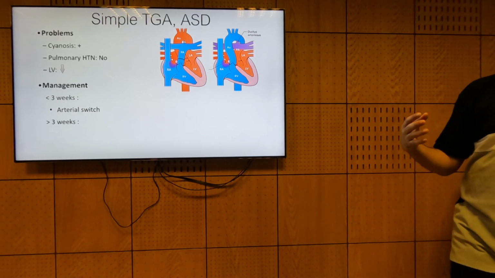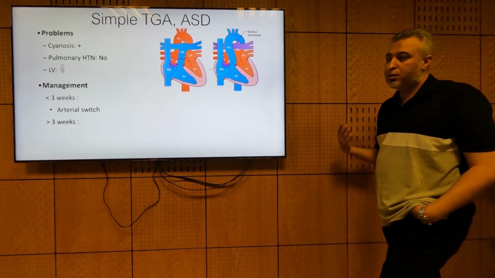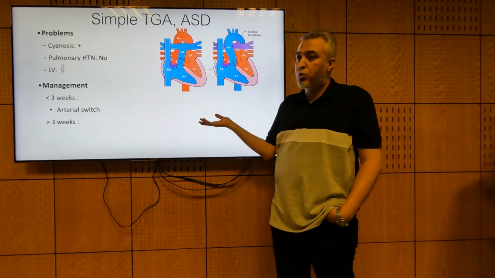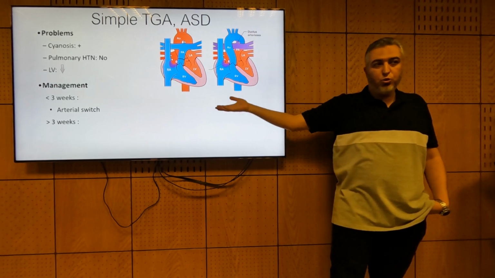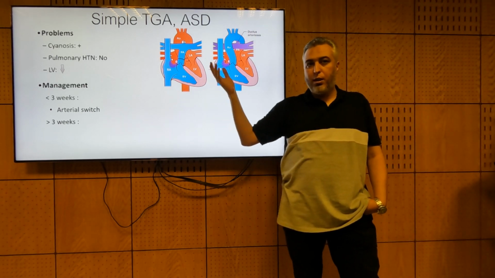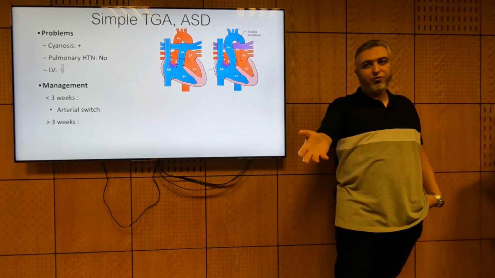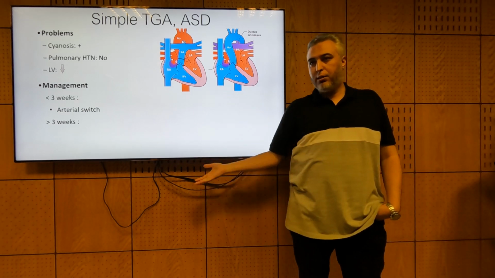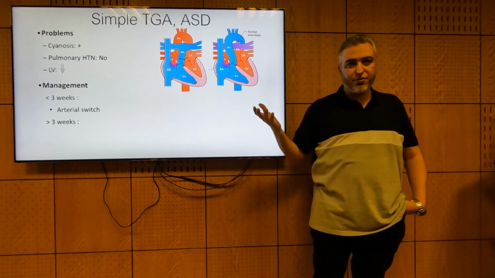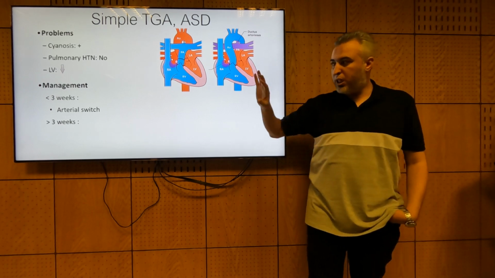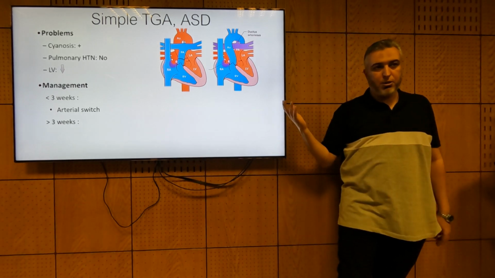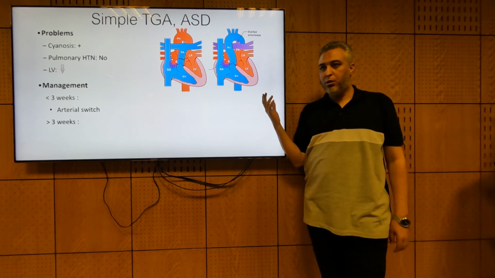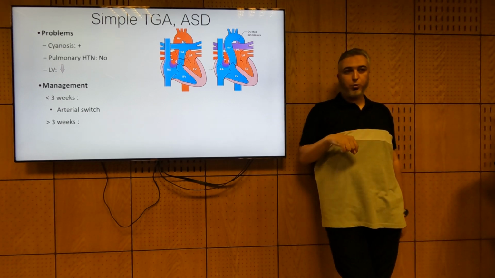So what if the patient presents late? If he was not diagnosed, or was kept stuck in an area where they do not do this operation, and after putting on Prostin, the patient got ventilated, and after ventilation he had chest infections, and now we're not able to transfer him, and things like that. So he presents after that period, at 2-3 months of age. What do we do then? What if we do the arterial switch operation? What will happen?